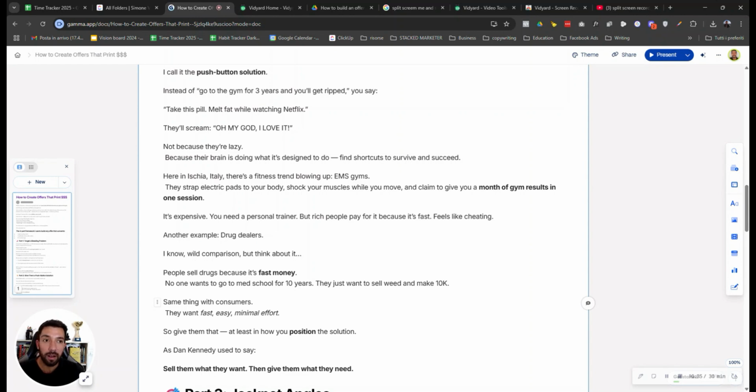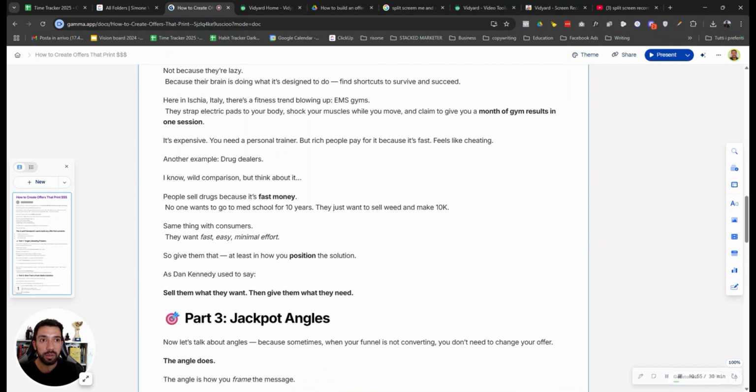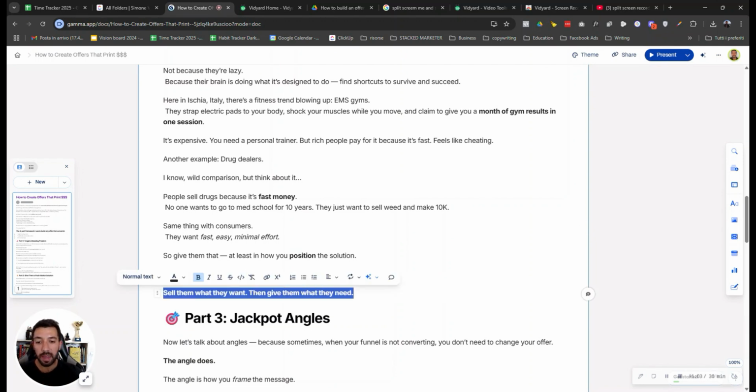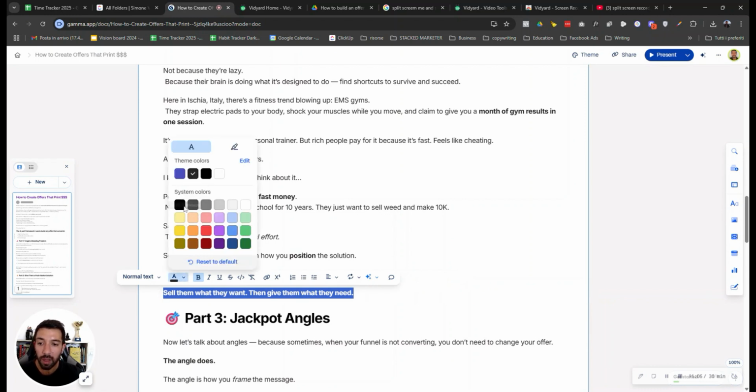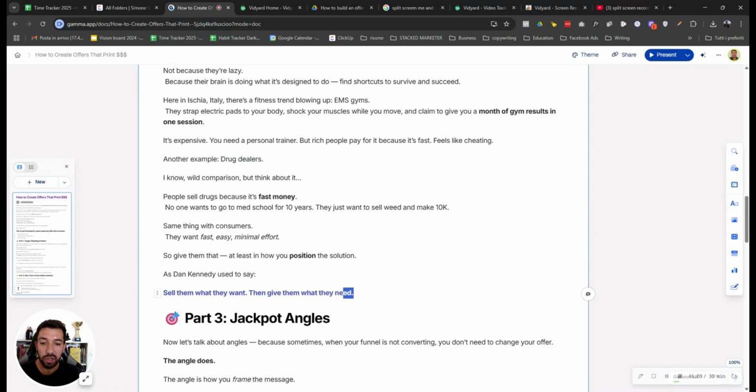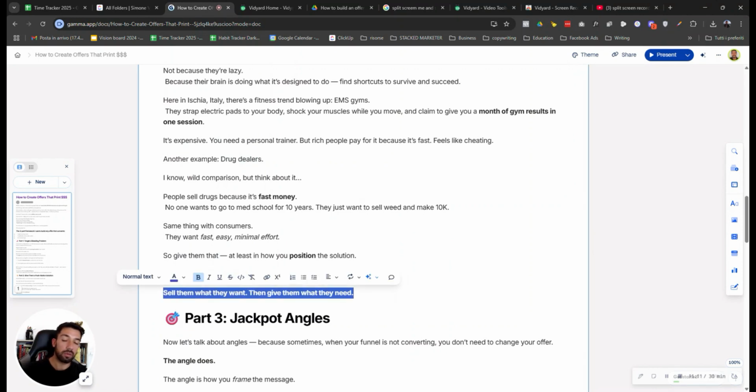Another example of our brain wanting an easy solution is drug dealers. They sell drugs because it's fast money, easy money. They don't want to go to medical school for 10 years. They just want to sell weed, make 10K and have a beautiful life, chill at home. So when you sell, there is something that Dan Kennedy always said: sell them what they want and then give them what they need. And this basically means when you sell something, position it in a way that sounds like a push-button solution. And that is all.